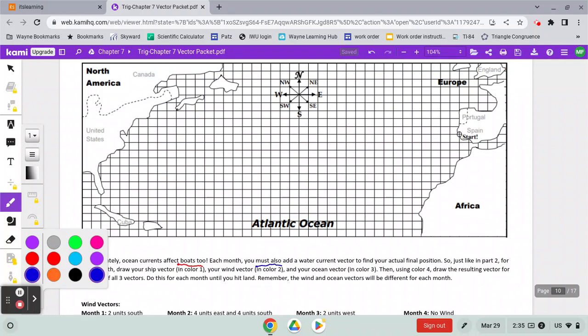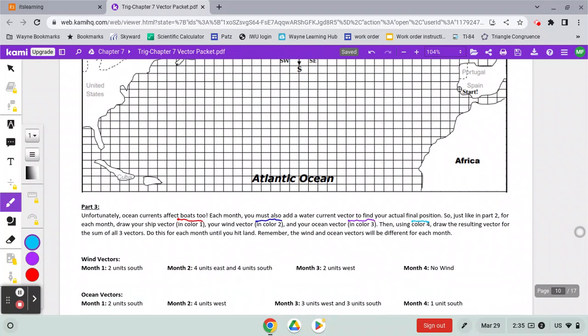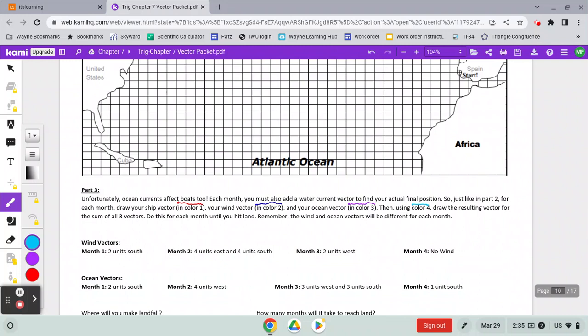And then there's also an ocean vector. What I mean by that is, what are the ocean currents doing? Is it flowing up, north? Is it flowing south, east, west, a combination? And so that's going to be our purple. And then use color 4, which I believe I had light blue on the front. So that's going to be my resultant vector. It takes the sum of those 3 vectors. We'll do this for each month until we hit land.